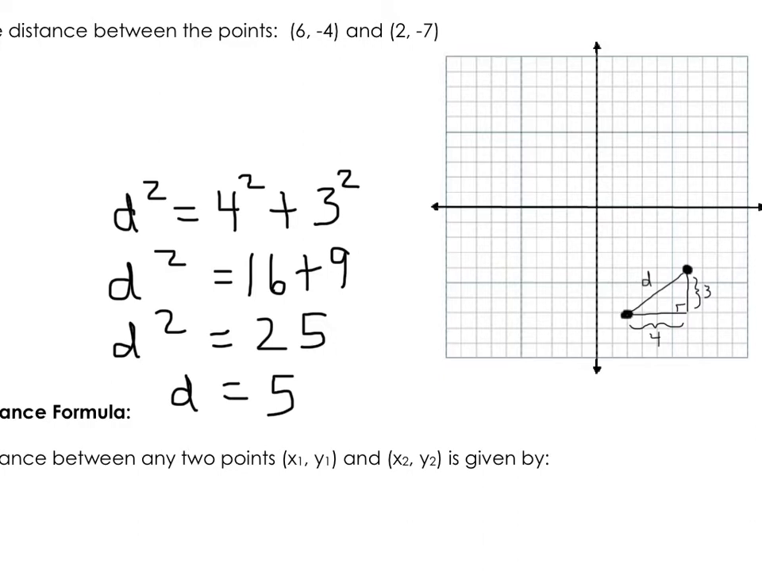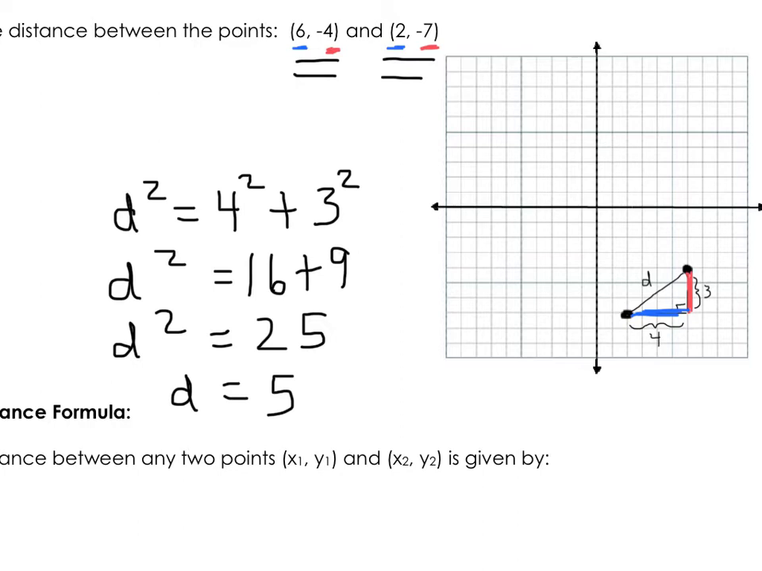Well, can we think of some formula maybe? How did we get 3? If we look at these 2 points, how could we come up with 3? Notice that 3 is the vertical distance, and the variable that measures the vertical distance is the y variable. What do you notice about those y values? -4 to -7, they're 3 units apart. The horizontal distance is 4, and the variable that measures the horizontal distance is the x variable, 6 and 2, and they are 4 units apart.